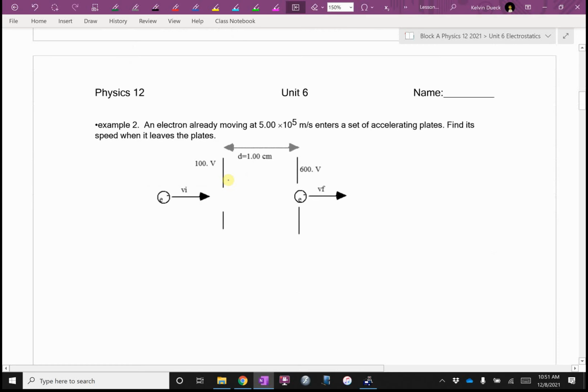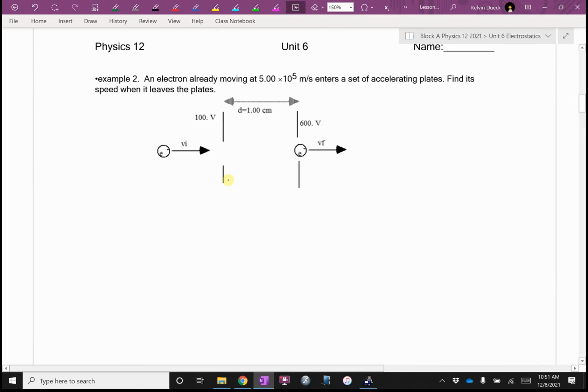An electron already moving at 5 times 10 to the 5th enters a set of accelerating plates. I like this question. Find its speed when it leaves the plates. Okay. How am I going to handle this? What's it asking me to find? Velocity or speed? That already suggests a scalar approach. Any thoughts?